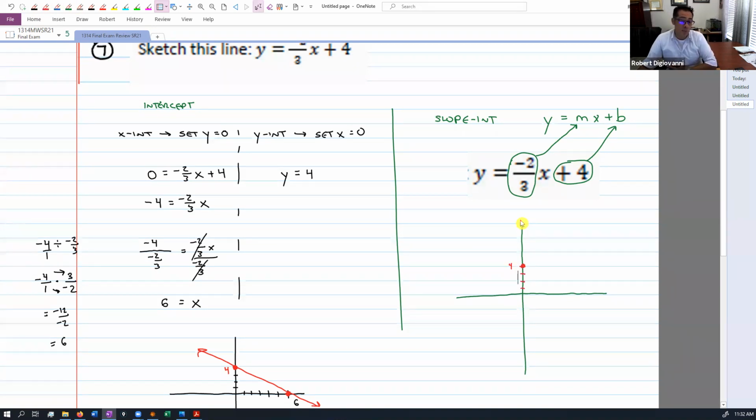And then to get to another point, we use the slope. This right here would be our rise, and this number here would be our run. So to rise by -2 actually means I go down 2, and then a +3 means to the right 3. So I'm going to go down 2 and to the right 3 from this point. Down 2, to the right 1, 2, 3, and I put a point here and draw a line connecting them. So either way, I don't care which way you do it. Any questions there?